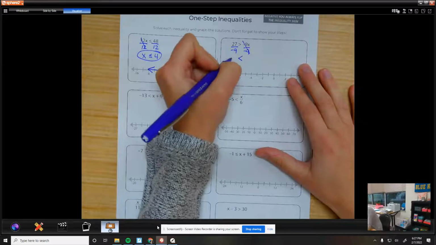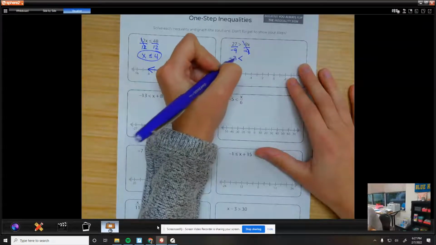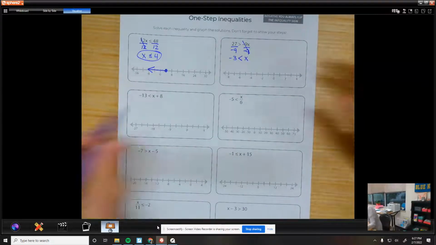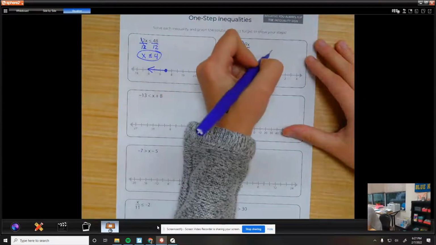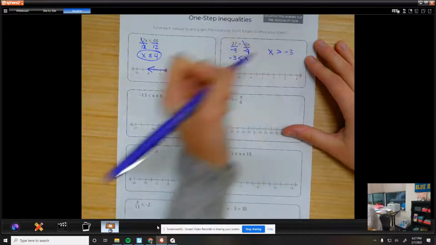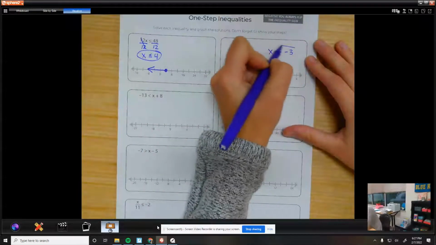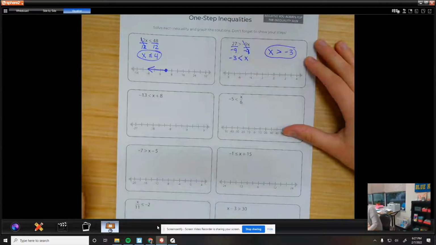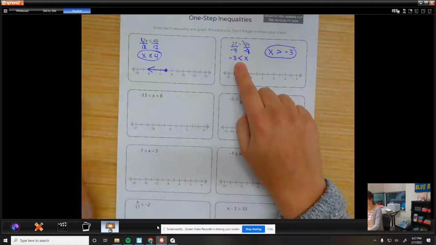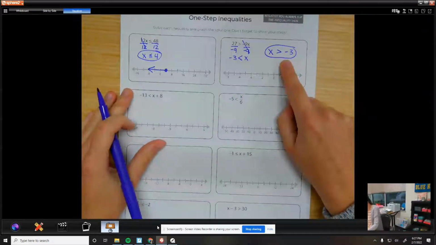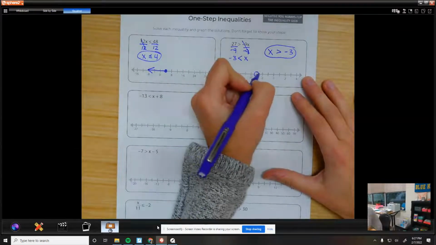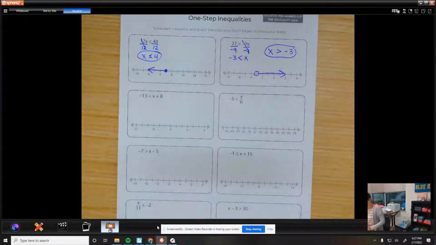Cancel those out. I will get -3 is less than x, which is going to kind of turn into a double flip one because I'm going to want to put the variable on the left side, flip the sign again, and then put the -3. So I ended up with x is greater than -3. If you just left it like this, that's fine too, but like I tell you guys, I think it's easier to read it this way. So that would be an open circle, arrow to the right.